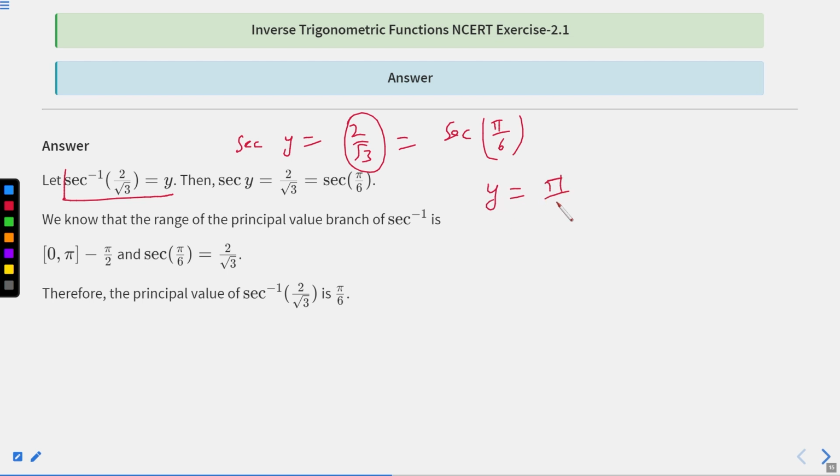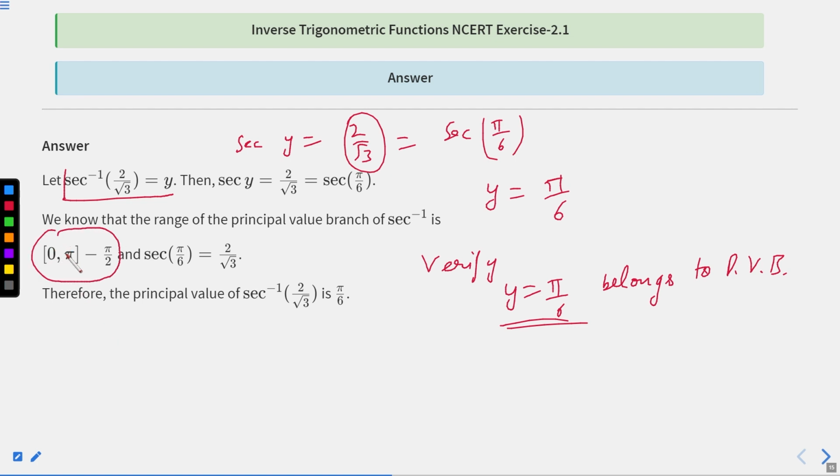Now verify that the value of y belongs to the principal value branch. Does it? Let's verify that. My principal value branch is the closed interval 0 to pi, except we are excluding the point pi by 2. Now indeed pi by 6 is less than pi, and indeed pi by 6 is greater than 0.